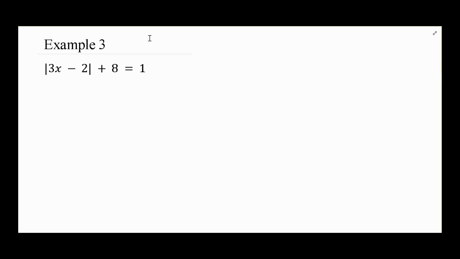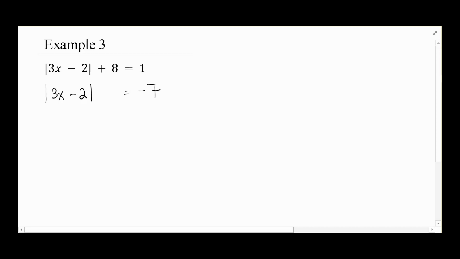Time for example 3. Time to step it up one more notch here. Do we have an absolute value by itself on one side? No. All right. So can we easily get there? Sure. We're going to go ahead and subtract the 8 from both sides. Now, once we've done a modification, we start fresh. We go back to the drawing board, back to the beginning, back to both questions.